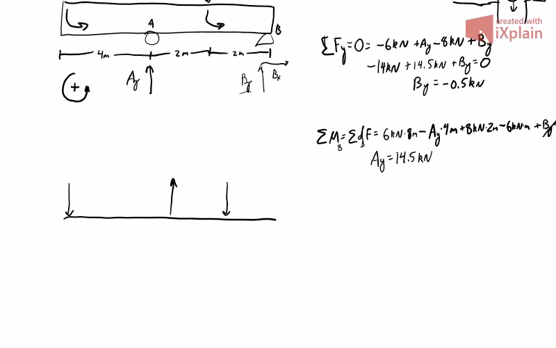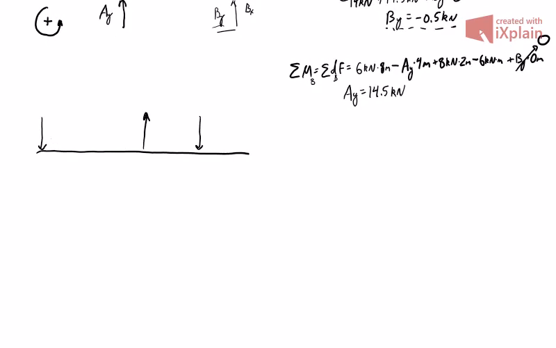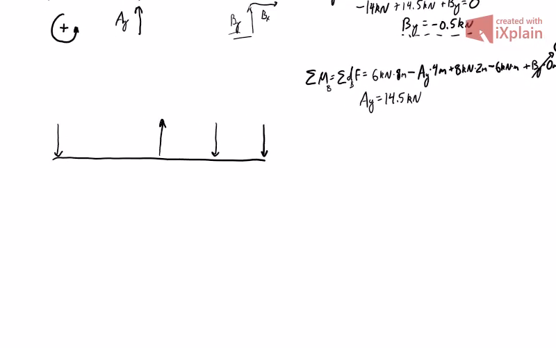And then since By came out as a negative number when we drew it as an upward force, that really means it's a downward force. So I'm just going to draw it the way it actually is right now. So this is 6 kilonewtons, this is 14 kilonewtons, this is 8 kilonewtons, and this is 0.5 kilonewtons. And then just as a reminder, I'm going to draw our little moment there as well, and we'll come back to how that ends up getting used.